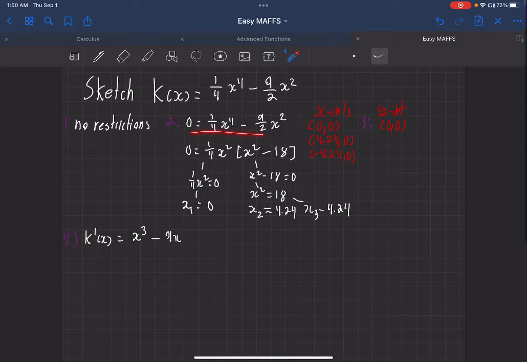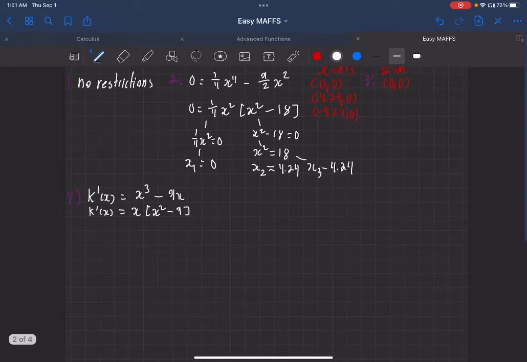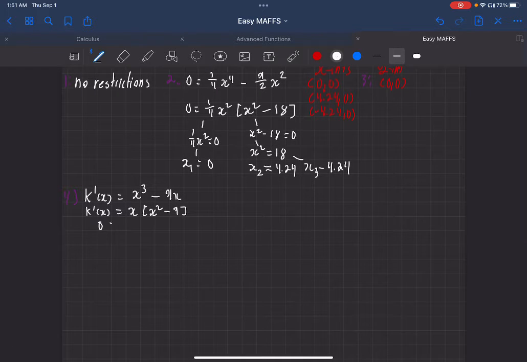And again, like we did in the second step, we can common factor. What can we common factor? We can common factor an x. So k prime of x, our first derivative, is equal to x times x squared minus 9. And now we set it equal to 0. And what would make the equation equal to 0? Well, the factors are equal to 0.